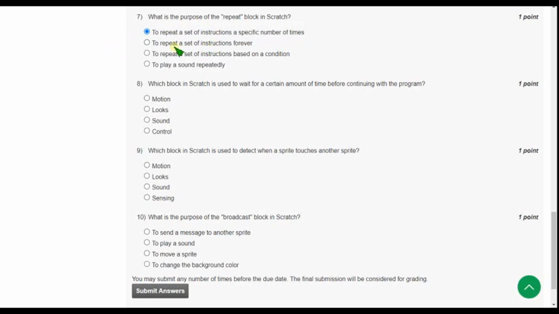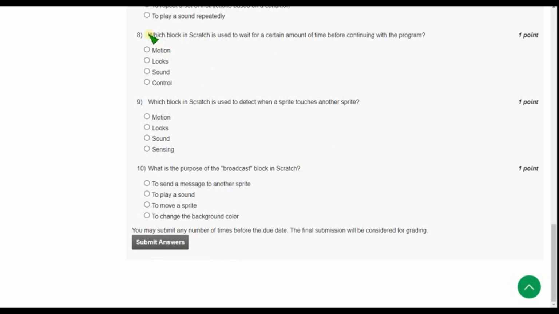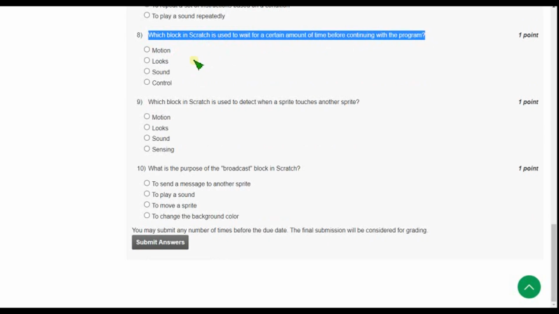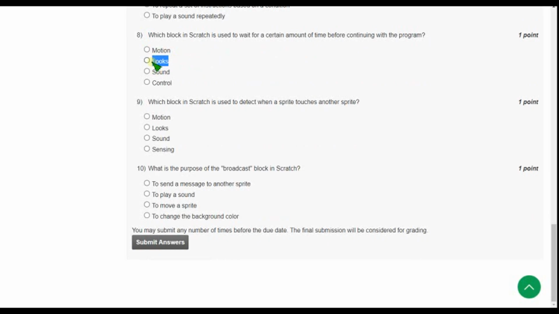Now let's move on to the eighth one. Eighth question. Which block in Scratch is used to wait for a certain amount of time before continuing with the program? So for eighth question, the correct answer is second option, that is looks.